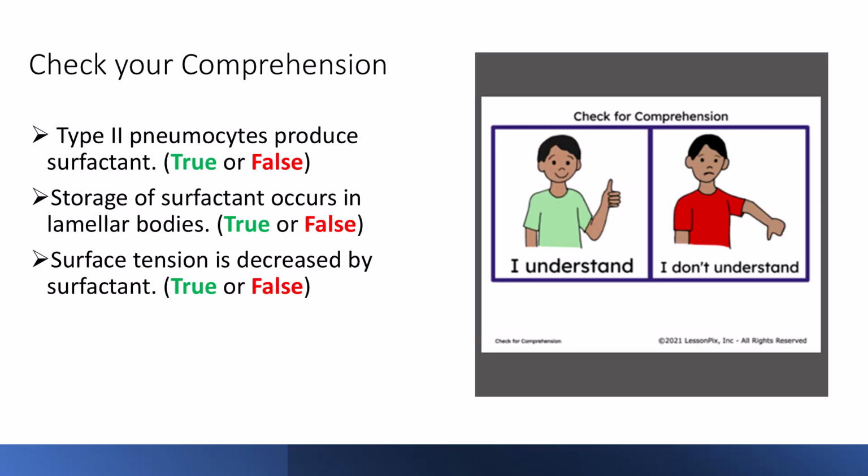Now it is time to check your comprehension. Type 2 pneumocytes produce surfactant. True or false?